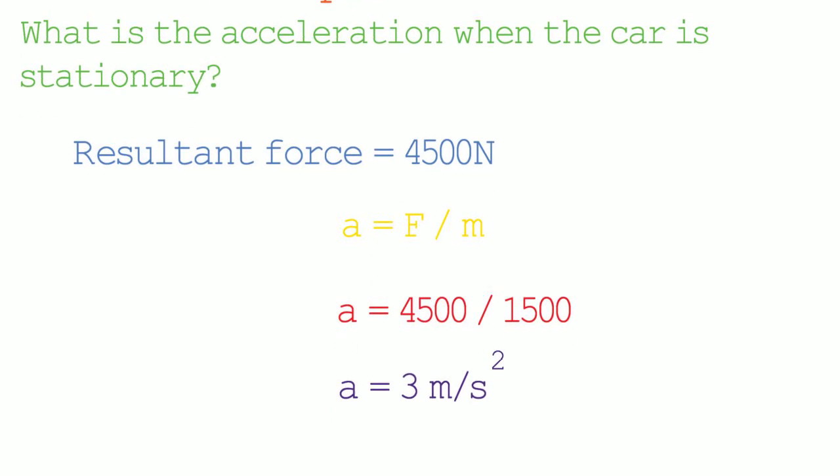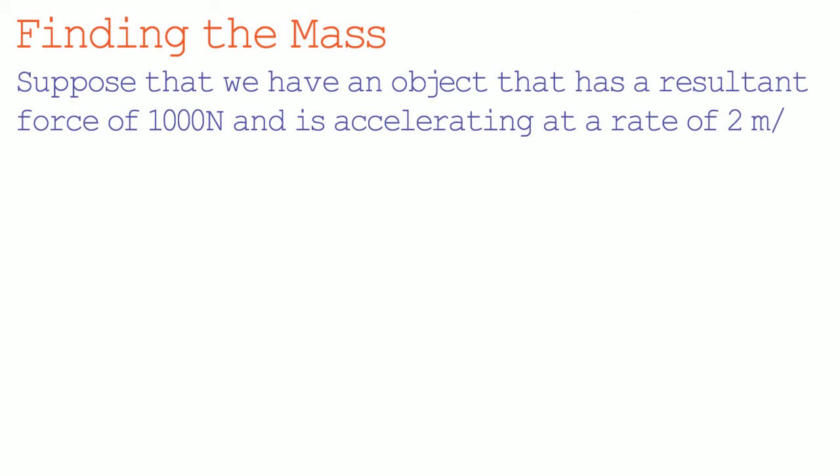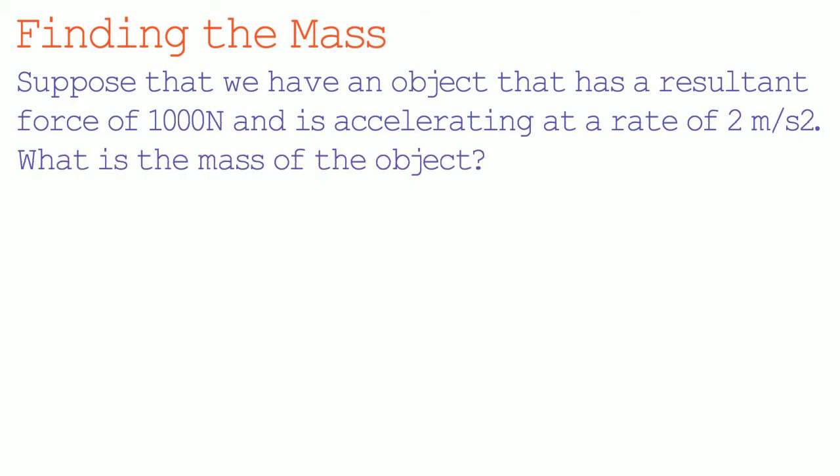It could also be the case that we are given the acceleration rate and the resultant force, and we are asked to find out what the mass of the object is. So let's have an example of that. Suppose that we have an object that has a resultant force of 1,000 newtons and an acceleration rate of 2 meters per second squared. What is the mass of the object?